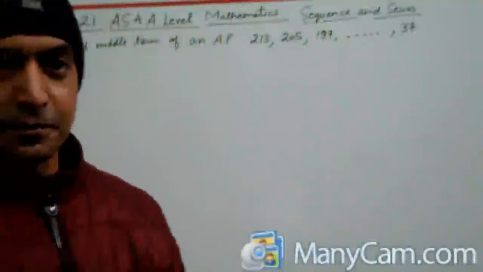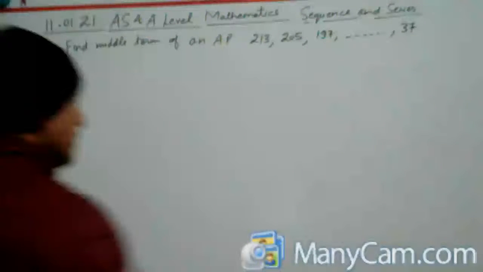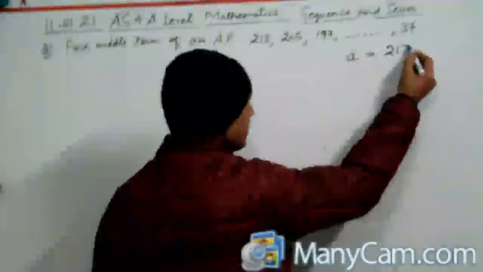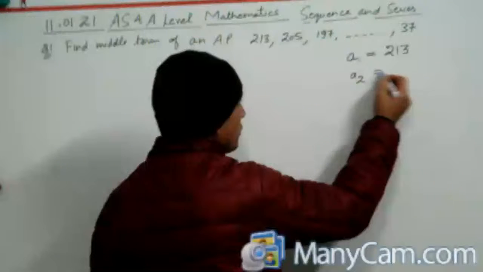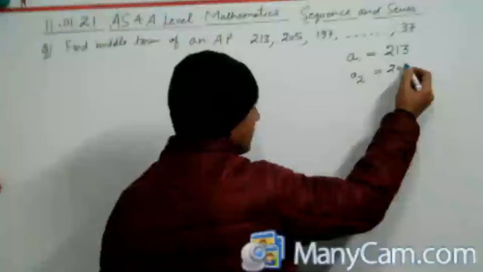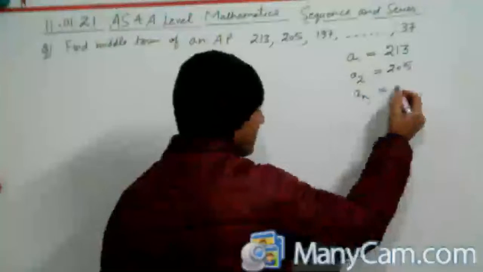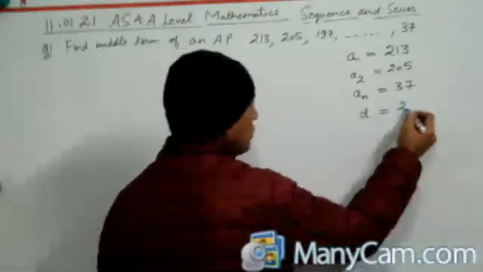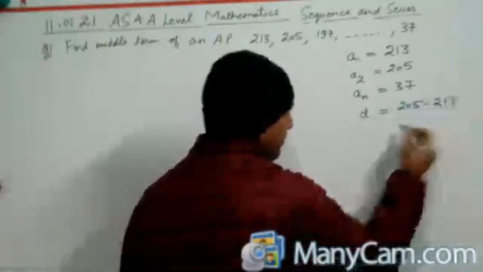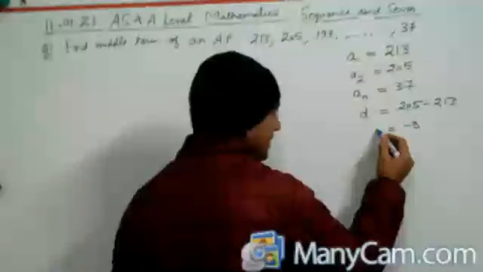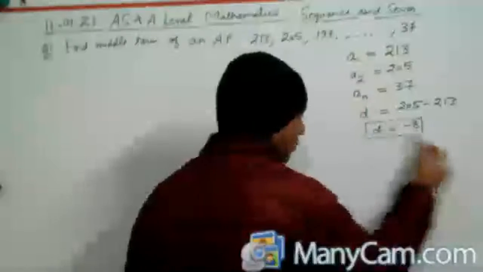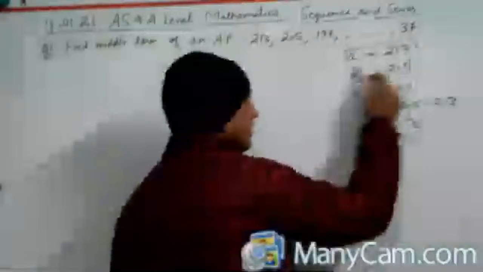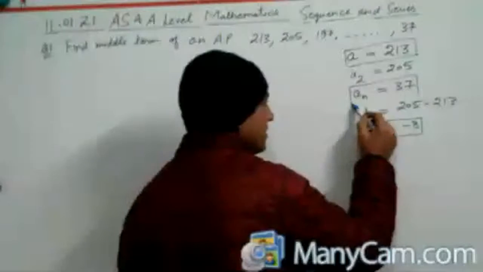So here, what is the first term a? That is 213. And the last term, a_n, is 37. The common difference d is 205 minus 213, so d is minus 8. The common difference is minus 8. The first term is 213, and the last term is 37.